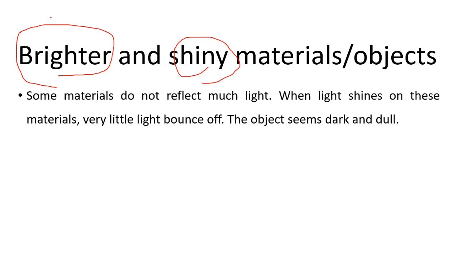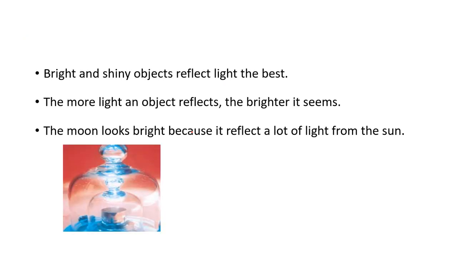Those materials which are not bright, which are dull, do not reflect much light. Some materials do not reflect much light. They are only partially bright and shiny. So when light shines on these materials, very little light bounces off, and the object seems darker and dull.